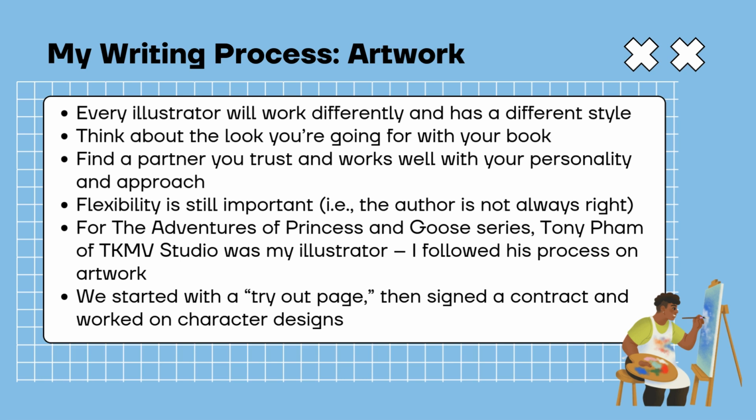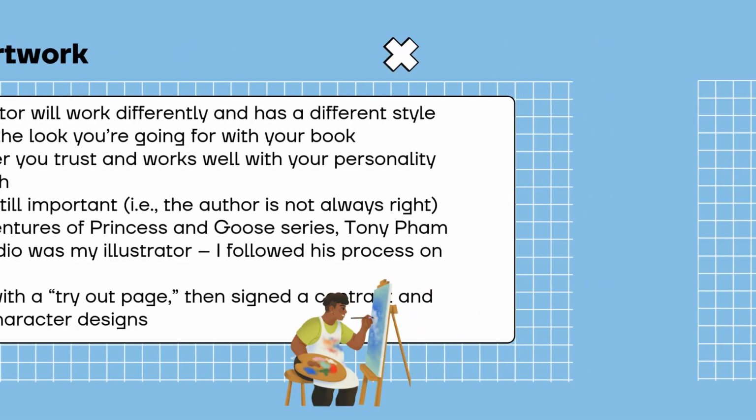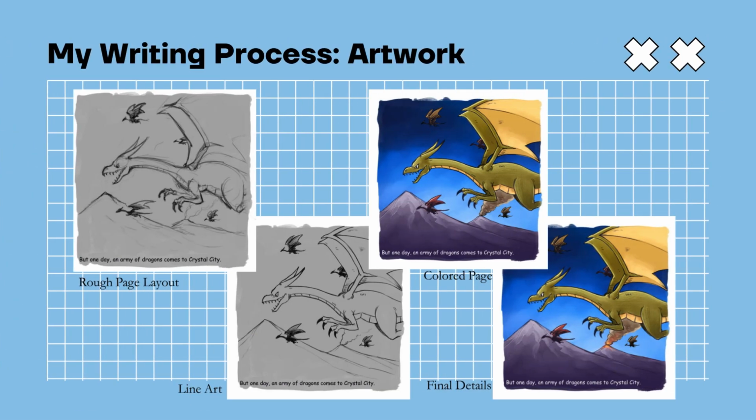For the pictures I'm about to show you, I used the talented illustrator Tony Pham. I found him through SCBWI, the group I just mentioned. We started with a tryout page where I described the book and the project, and he put a couple character sketches together, and from there we signed a contract. Once we had the contract in place and the character designs finalized, I provided my illustrator with the initial book layout that I showed you a few slides ago.